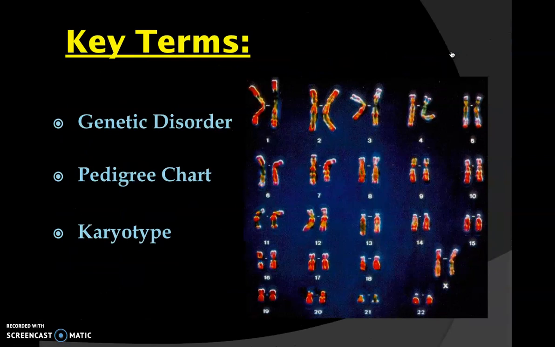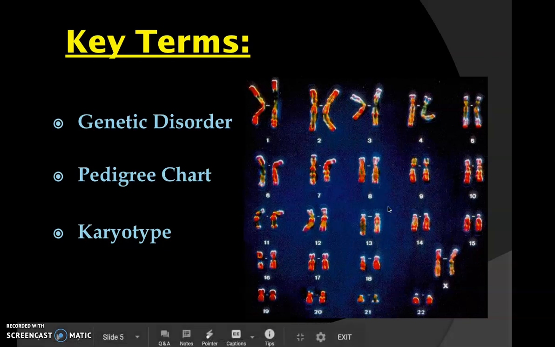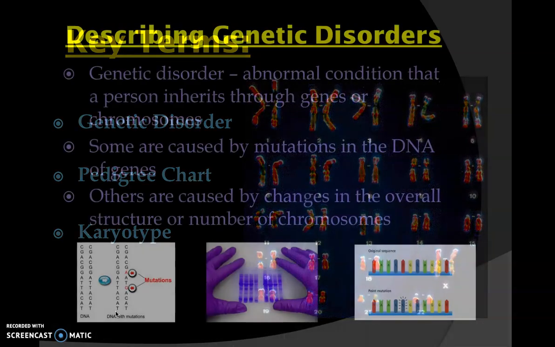A few key terms you will need to know. Genetic disorder is one that we've talked a little bit about. Pedigree chart, we've just recently mentioned. And then the third one is karyotype. And karyotype is probably a new term for you. This picture that you see right here, this whole picture, is what we would call a karyotype. But we'll get to it a little bit more in detail as we move on through the lesson today.